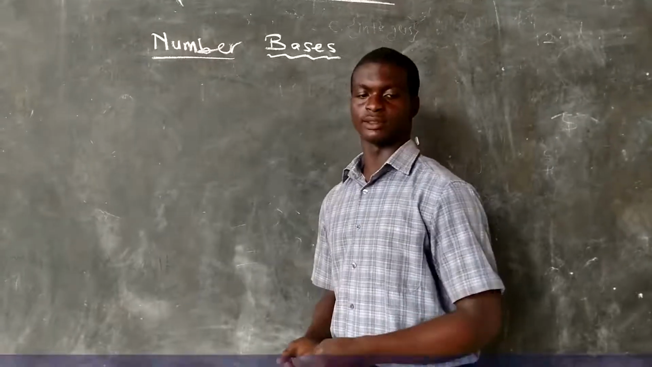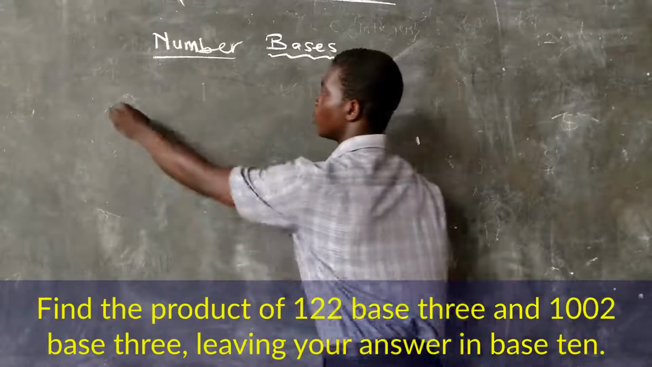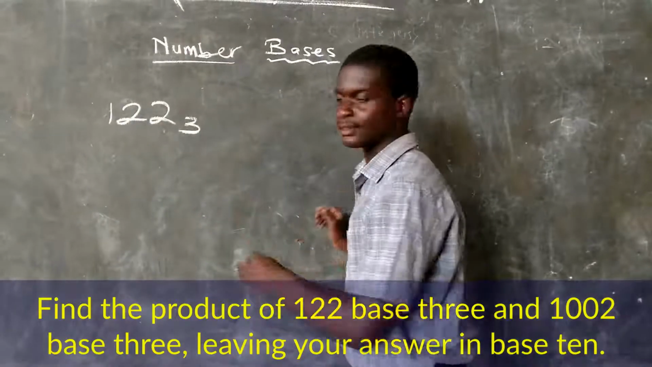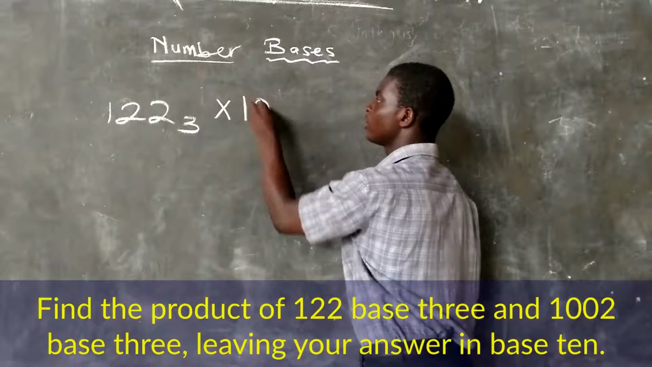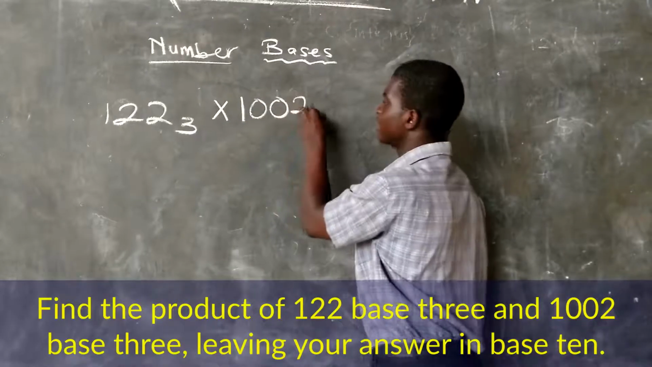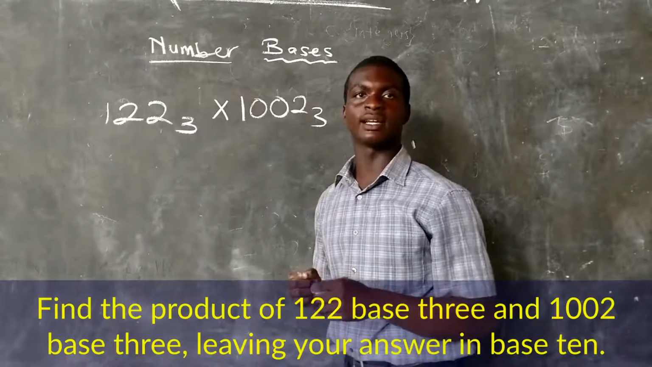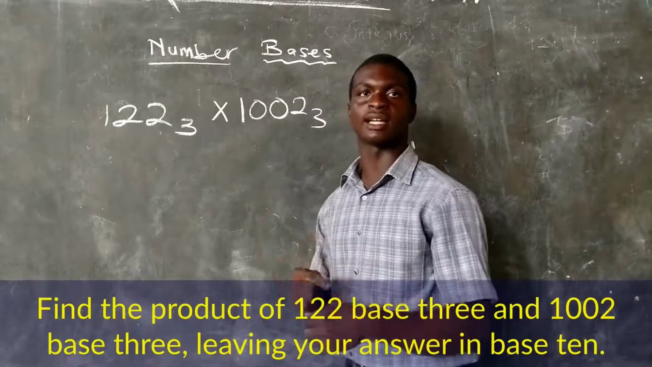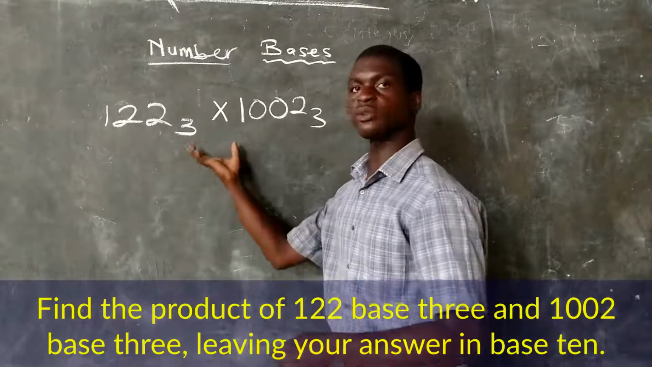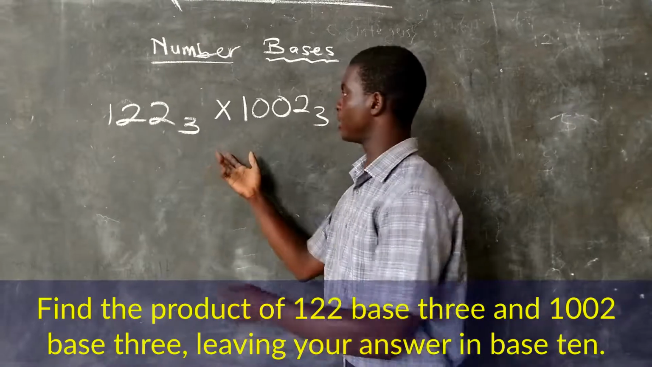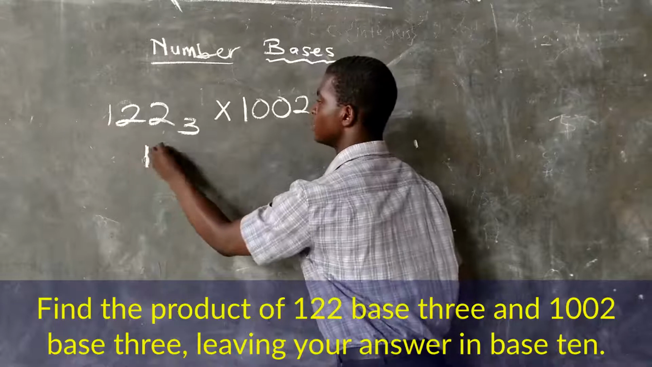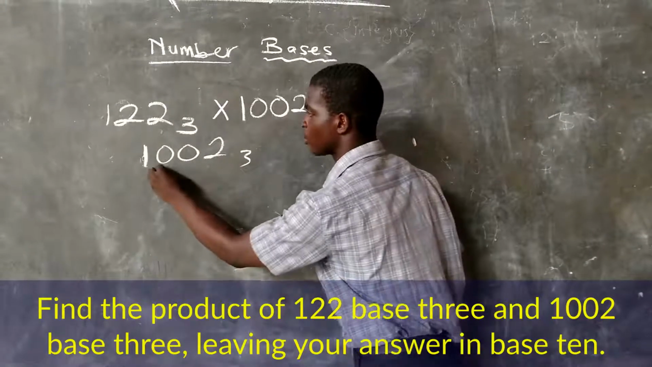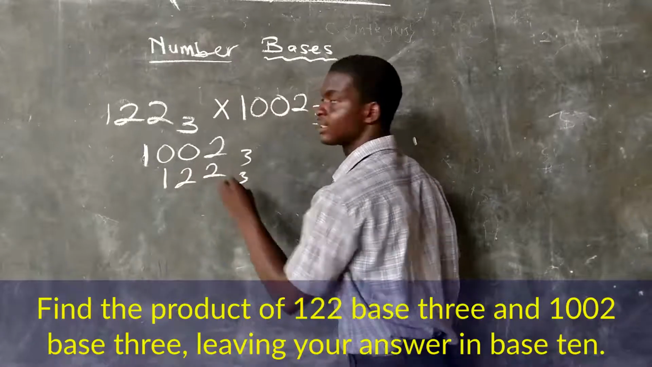The next question says find the product of 122 base 3 and 1002 base 3, leaving your answer in base 10. And so with this we have to do the multiplication and convert our answer into base 10. What we have over here, we have to multiply them. And so we have 1002 base 3 multiplied by 122 base 3.